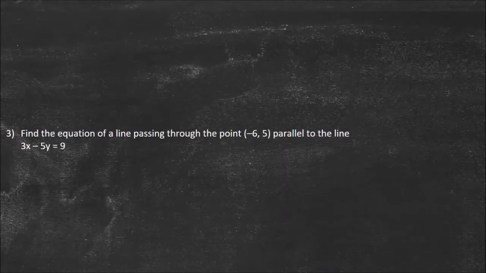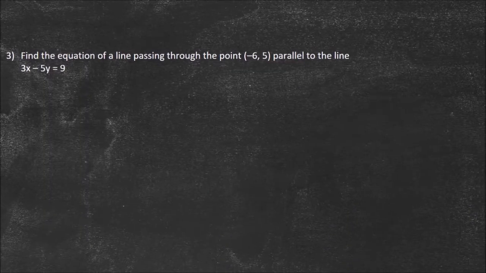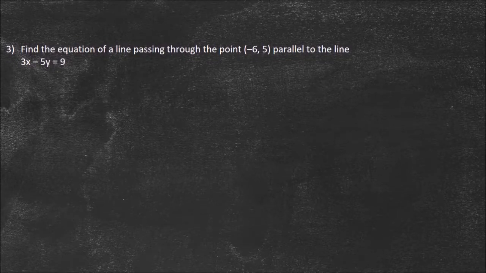All right, so last one that we're going to do in today's video: find the equation of a line that passes through the point negative 6, 5, parallel to the line 3x minus 5y equals 9. So it's kind of combining things that we've just worked on. We have to first get the equation of the original line, find the slope of that, and then use the point that we have to get the equation of the parallel line. So I would recommend pausing the video here, doing the practice on your own, and then looking back and seeing if you did it the way I did it. But let's get right into it.